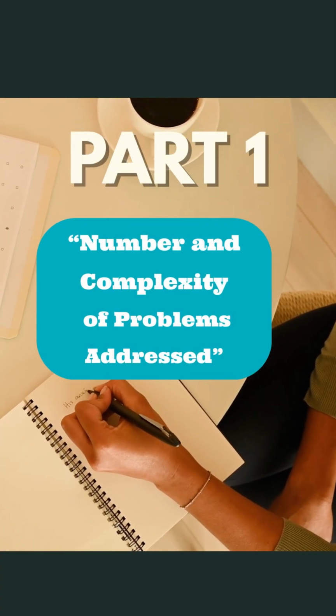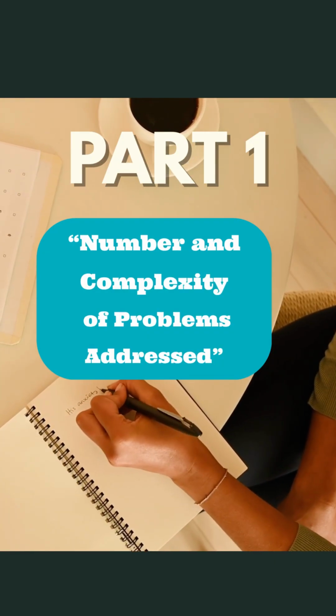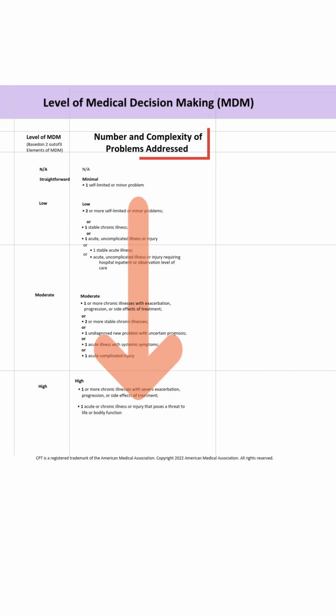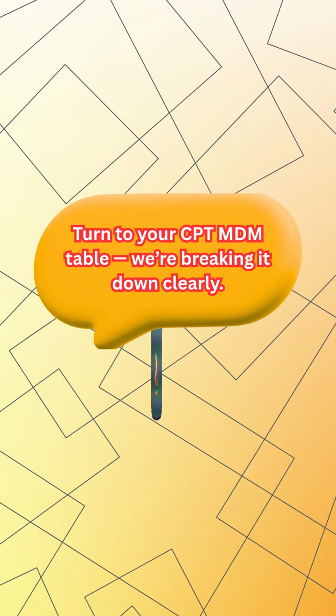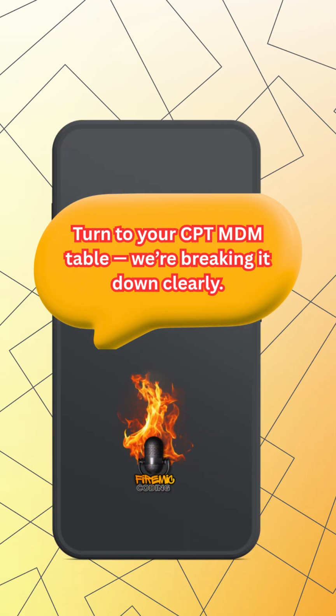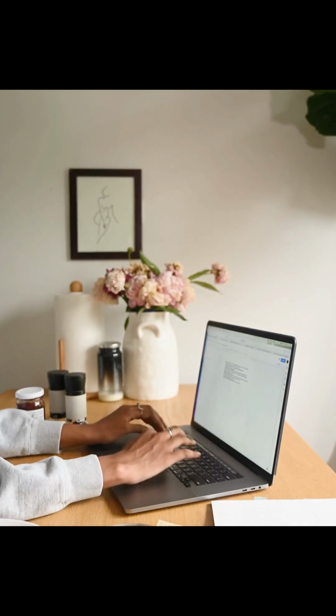That's right, and I got you, Rookie Rhonda. This is part 1. We'll break down the first column of the MDM table, which is the number and complexity of problems addressed. We'll learn the definition of key terms to help us understand and have more confidence in choosing the correct MDM level. Okay, I have my CPT book and I'm ready.